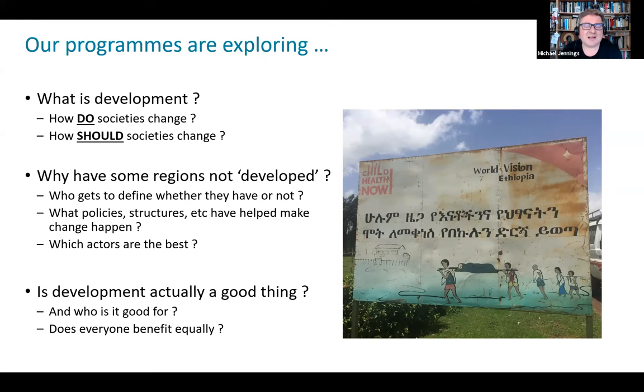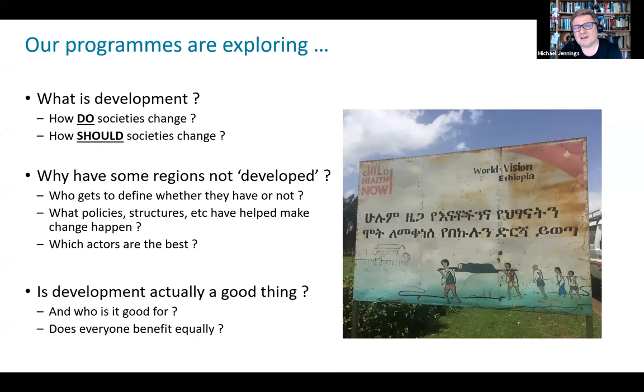Firstly, what is development? What do we actually mean by that term? How do societies change and how should they change? And I'm going to come back to that a little bit later in this talk. Why have some countries and some regions developed and not others? And who defines whether a country or a region has developed? What policies and programs and structures can help make that change happen? Which actors are better at doing certain kinds of development than others?